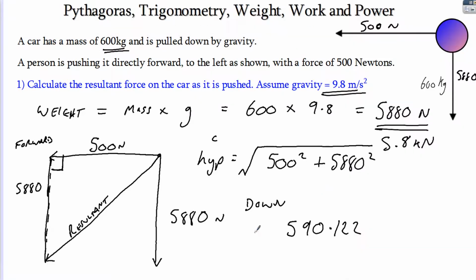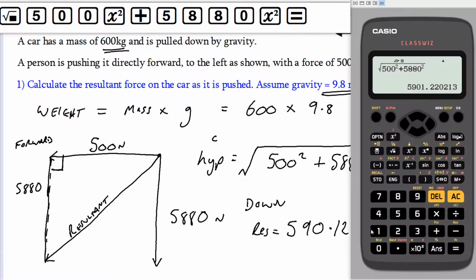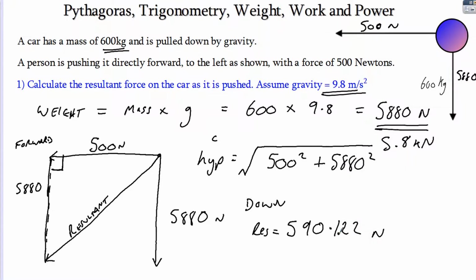5901.22. So the resultant force, and don't forget, hang on, what have I put there? Have I missed the number out? 5901.22. I've put my decimal point in the wrong place. So 590, that's meant to be a big 1. I'll write it again. 5901.22 newtons. That's how long this line is. 5901.22 newtons. So that's that done.